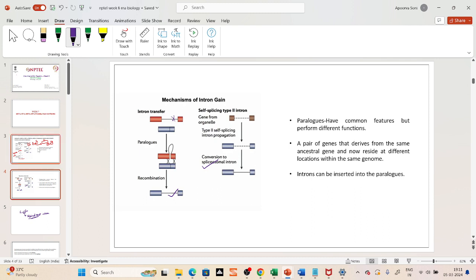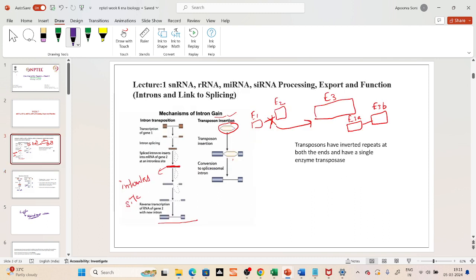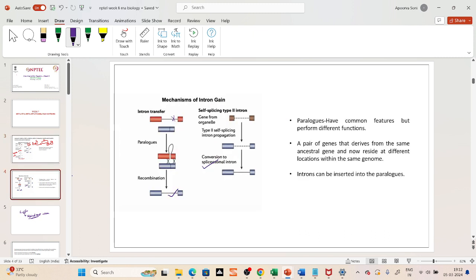Okay, so up till now we have studied there are four mechanisms of intron gain. First is intron transposition. Trans means different, position means to position. That means an intron is getting positioned from one exon to another exon. Second is transposon insertion. That means a transposon is getting inserted between the exons, and then the transposon is converted into a spliceosomal intron. Third is an intron getting transferred to a paralogous gene through homologous recombination. Fourth is a self-splicing intron converted into a spliceosomal intron.